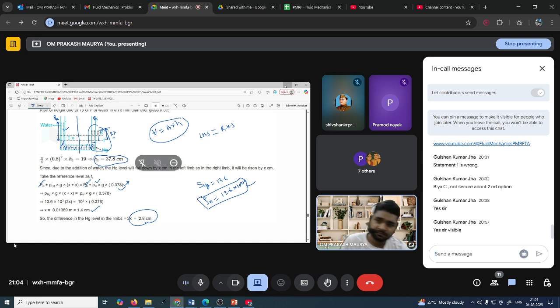This is a very important question. You can expect such a type of question in your final exam of fluid mechanics, NPTEL exam, or GATE exam also. Other exams also, not the exact question.